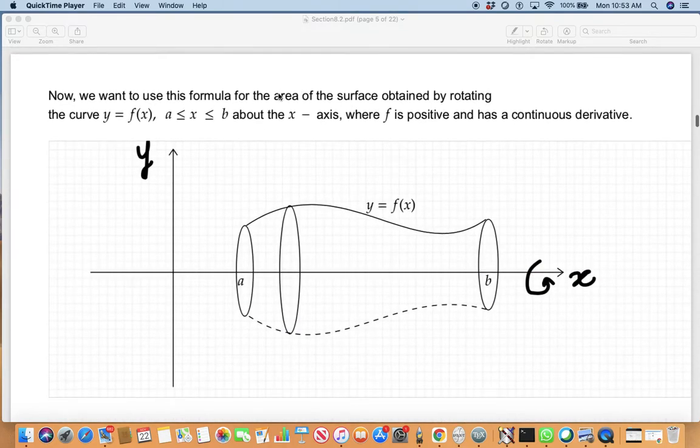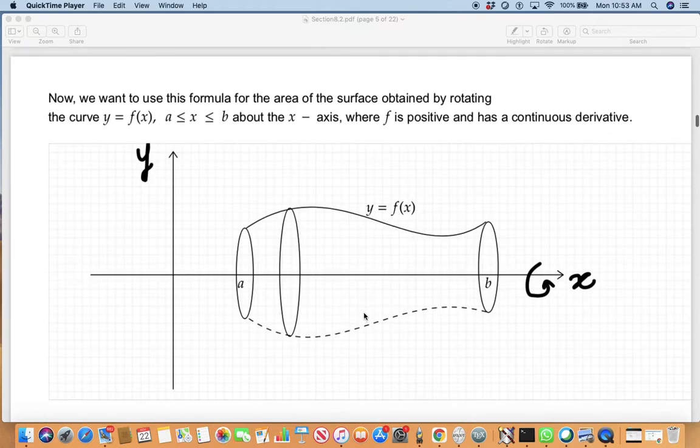We are going to use that formula to find the surface area of the surface obtained by rotating the curve y equals f(x) between values x equals a and x equals b about the x-axis. Notice f is positive valued and has a continuous derivative. So when you rotate it, you obtain a certain surface. You want to find its surface area.